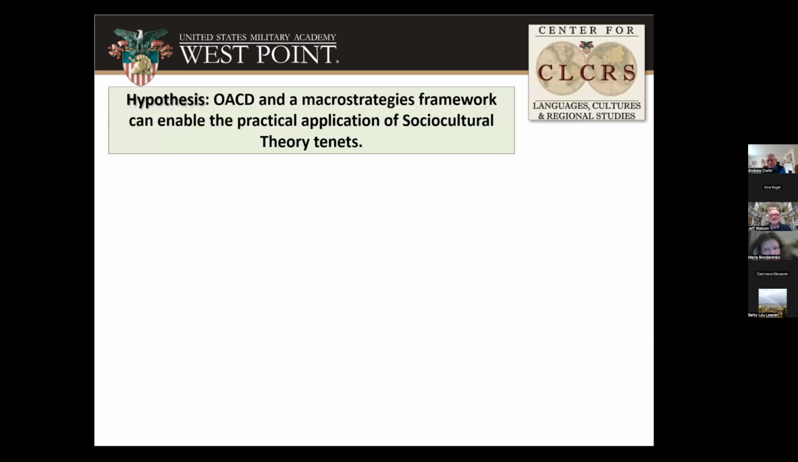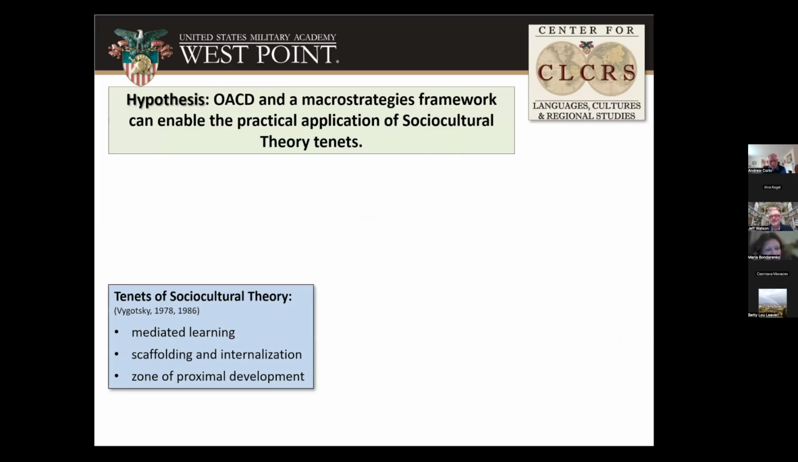The impetus of the study was the long-standing gap between sociocultural theory and the application of sociocultural theory tenets in a practical classroom environment. Obviously, we don't have time to go into depth about the tenets of sociocultural theory, but a lot of them align well with OECD. The first step, of course, is to translate the sociocultural theory tenets into a practical framework that we can then apply to a classroom environment.